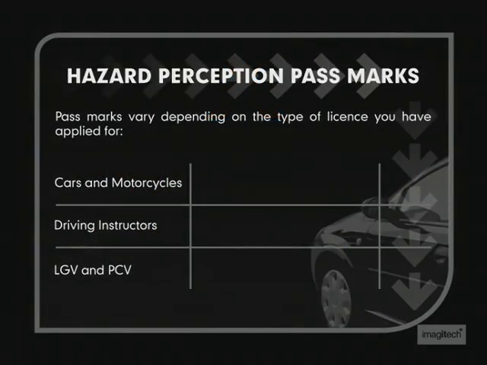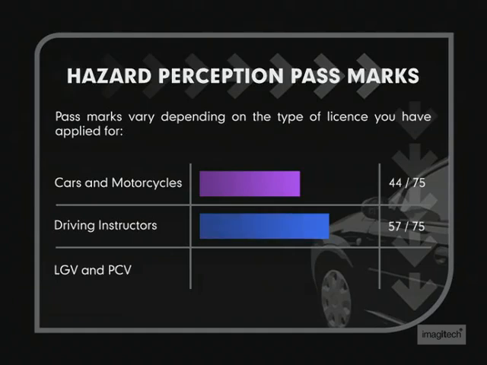The score to pass is dependent on the category of the test. Currently, the pass mark for hazard perception is 44 out of 75 for car drivers and motorcyclists, 57 out of 75 for trainee ADIs, and 67 out of 100 for LGV and PCV drivers.